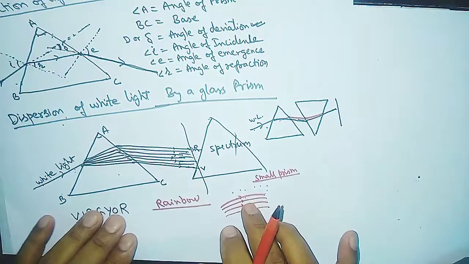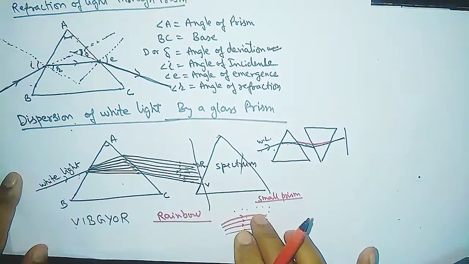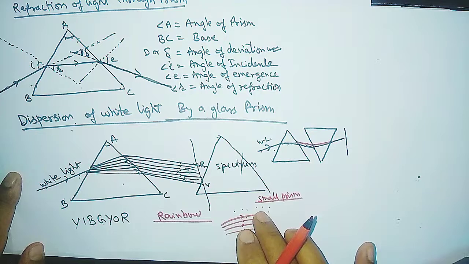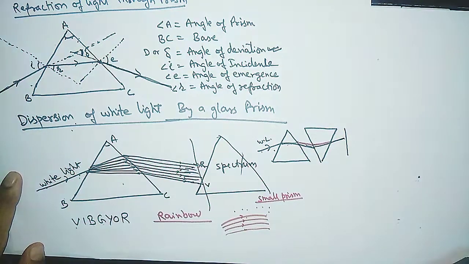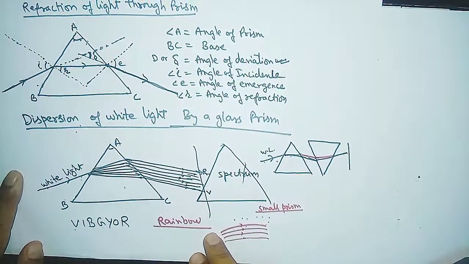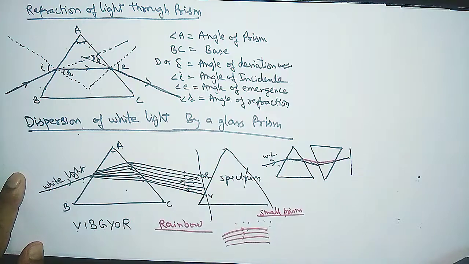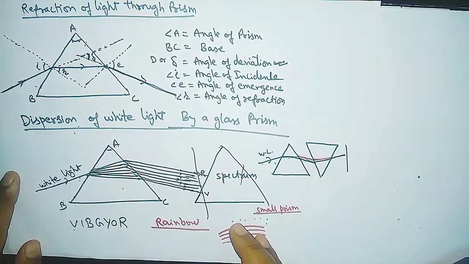So this is about the refraction through the prism, and in the next video we will discuss atmospheric refraction and why the color of the sun at sunrise and sunset is reddish, why red is a danger color, and what the reason behind that is. We will also discuss the phenomenon of scattering in the next video.